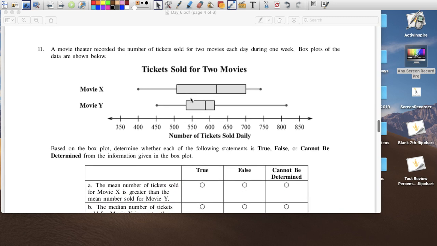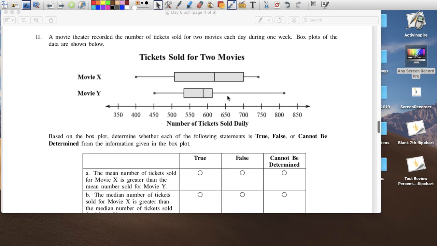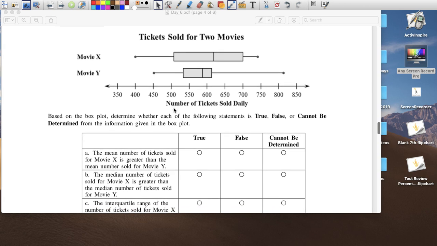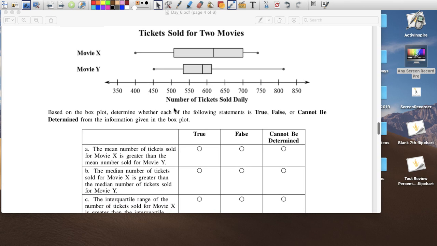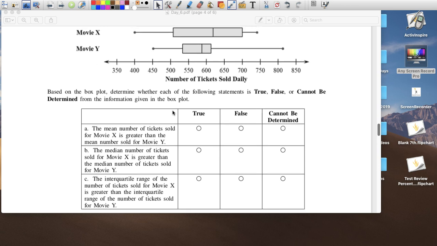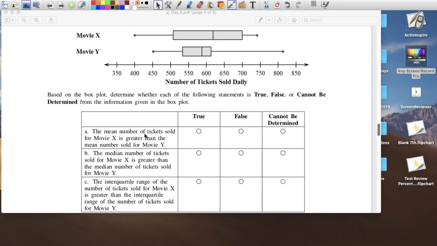11. A movie theater recorded the number of tickets sold for 2 movies each day during 1 week. Box plots of the data are shown below. So movie X, this is how many tickets. Movie Y, this is how many tickets. Based on the box plot, determine whether each of the following statements is true or false. So let me just keep moving this up. A, the mean number of tickets sold for movie X is greater than the mean number. So I can't really do the mean.